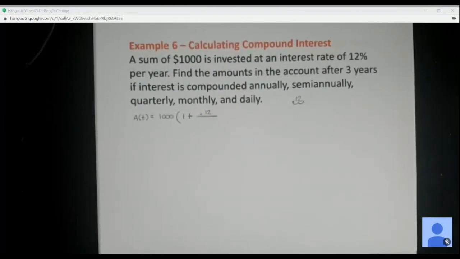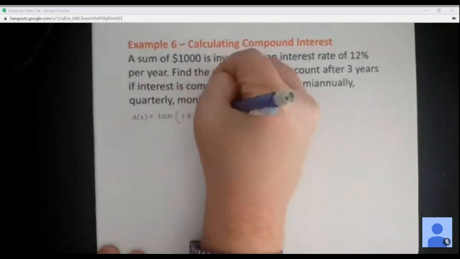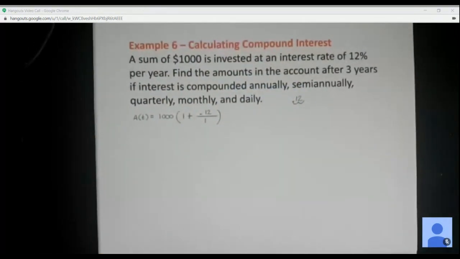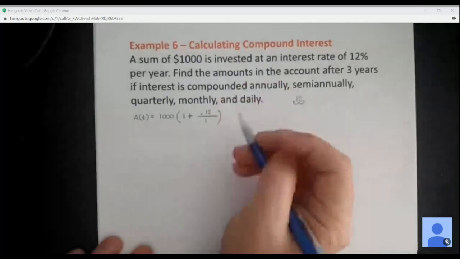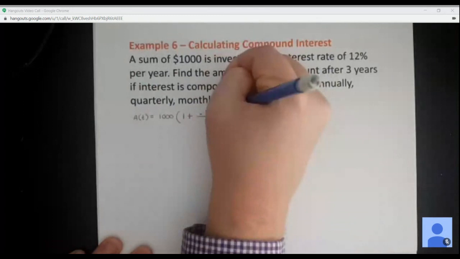Then we need our N value. So if we look, the first one we're asked to do is annually. So what's our N value going to be for annually? 1. Good. I'm going to put this over 1. And then our exponent this time is going to be N times T. So what was our N value again? Same N value, so we put 1 again.